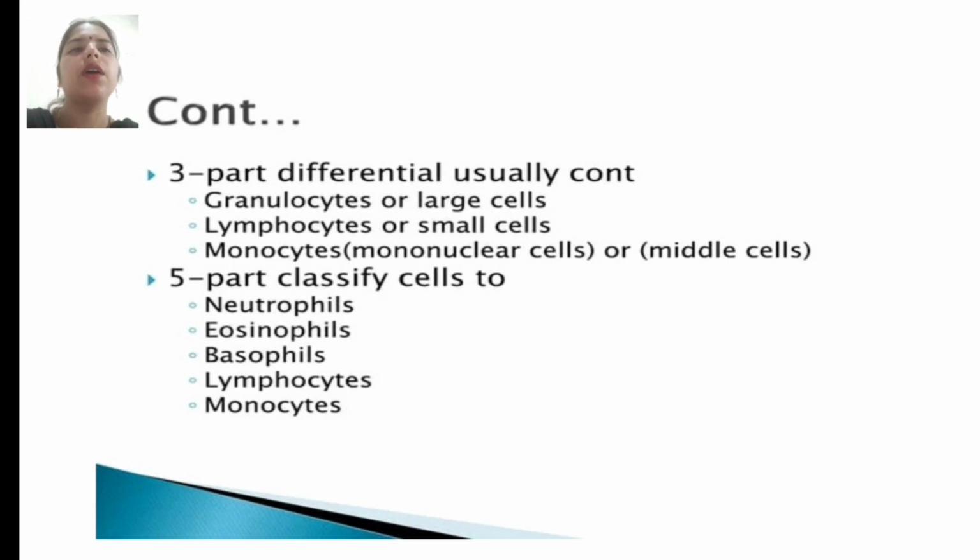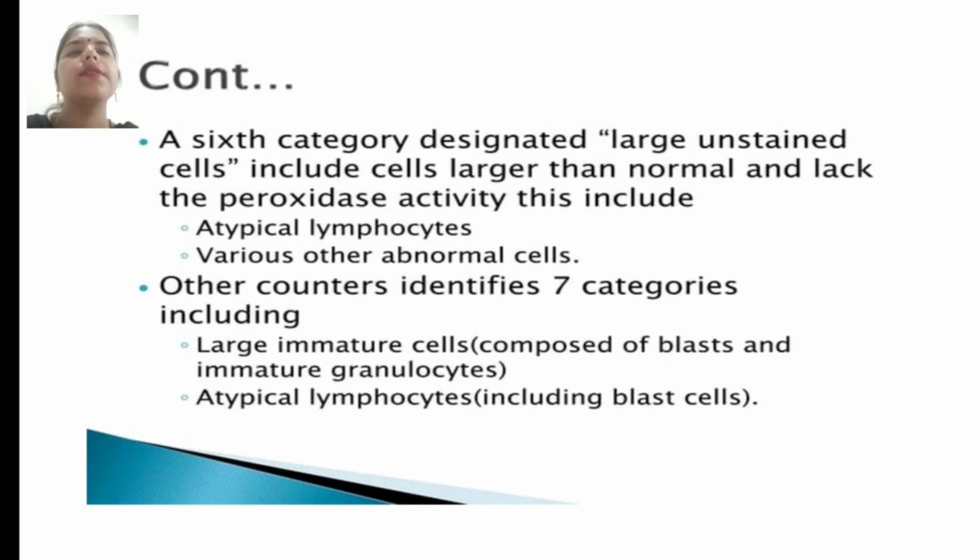A 3-part differential usually counts granulocytes or large cells, lymphocytes or small cells, and monocytes or middle cells. A 5-part differential classifies cells into neutrophils, eosinophils, basophils, lymphocytes and monocytes. A 6th category, designated large unstained cells, includes cells larger than normal that lack peroxidase activity. This includes atypical lymphocytes and various other abnormal cells.